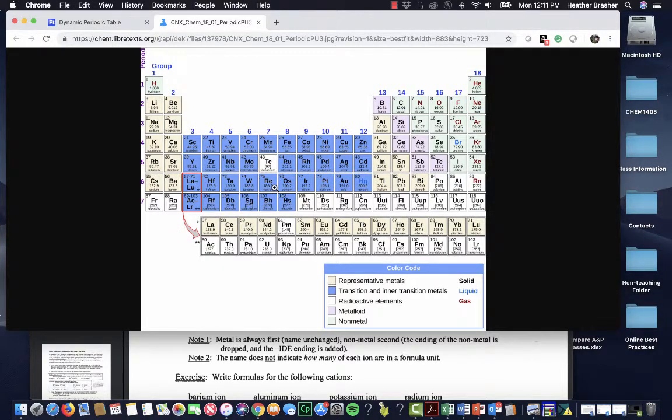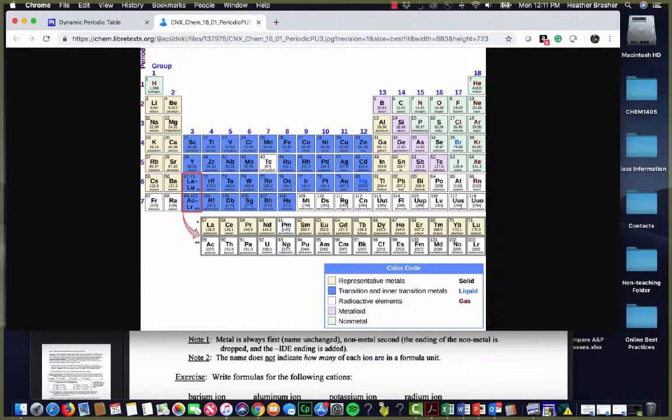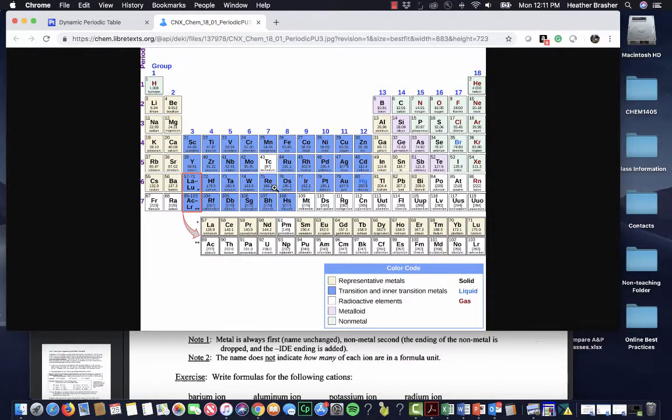If you look in here, you can see our representative metals are these guys that are in the yellow color here. Not these. These are transition metals, and these guys down here are radioactive elements. So just these guys that are in yellow are the ones that we are going to focus on when we're talking about these representative metals.